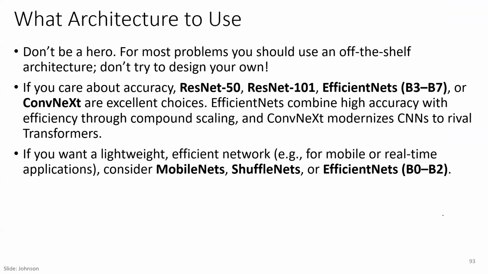Okay. So in summary, what architecture to use? Don't be a hero. I'm not saying that, Justin Johnson is saying this. For most problems, you should use an off-the-shelf architecture. Don't try to design your own. If you care about accuracy, you can use ResNet 50, ResNet 101, EfficientNets B3 to B7, or ConvNeXt. ConvNeXt is a good choice, what I showed in the previous slide are excellent choices. EfficientNets combine high accuracy with efficiency through compound scaling, and ConvNeXt modernizes CNN to rival transformers. So these things you have to memorize, I think. If you want a lightweight efficient network, for example, mobile or real-time applications, we can consider MobileNets, ShuffleNets, EfficientNet B0 to B2. That's a summary.